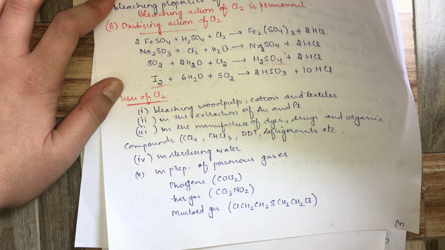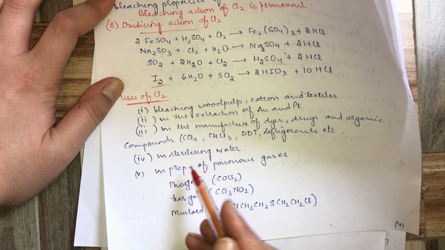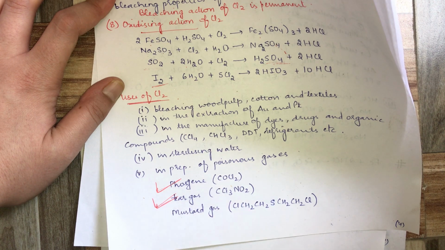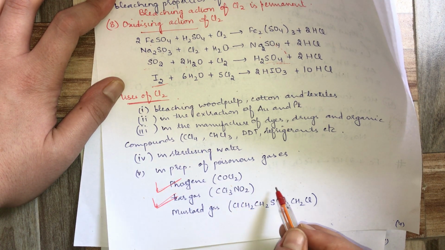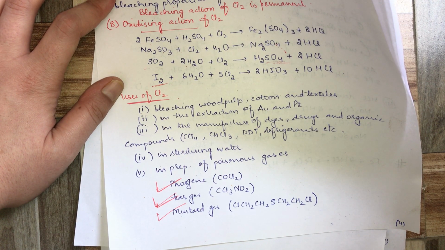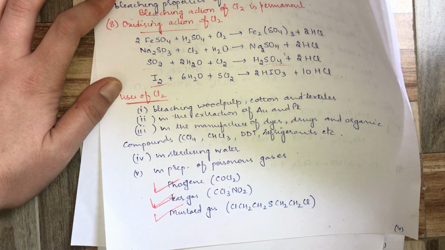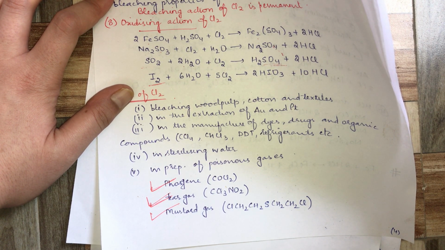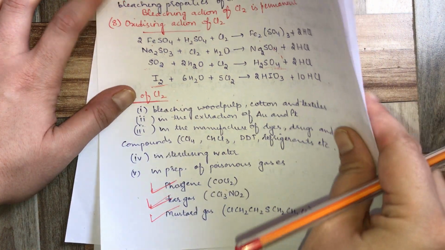In sterilizing water and in the preparation of poisonous gases like phosgene, tear gas, CCl3NO2, and mustard gas. So you need to learn their composition because you can be asked any two poisonous gases produced from chlorine with their chemical composition. So this was all about chlorine.